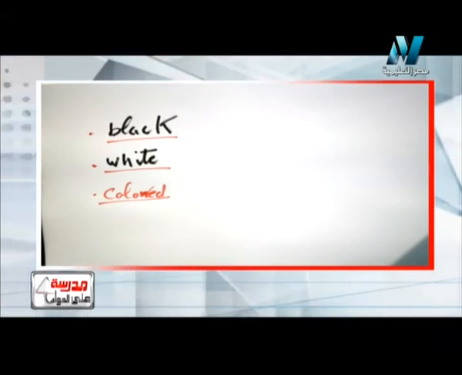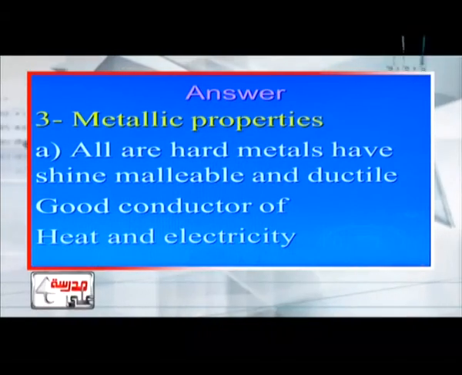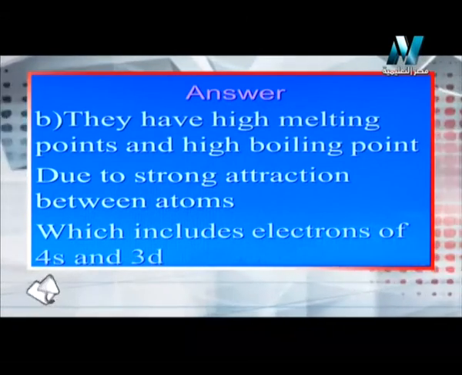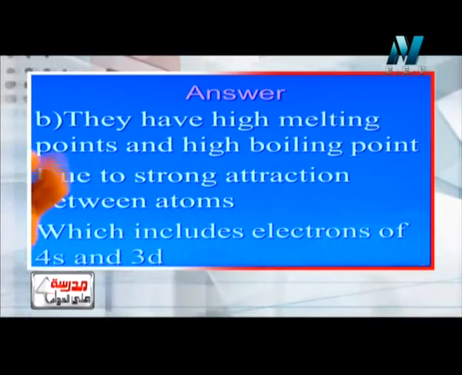The remaining properties are the metallic properties. We said that all the metals are hard. They are shiny, malleable, and ductile, good conductors of heat and electricity, except mercury. We know that it is liquid, right? Yes. They also have high melting points, due to losing electrons from the 4s and 3d, or sharing these electrons in metallic bonds. So this metallic bond makes the metal strong, so it needs great energy to be melted, so they have high melting points.